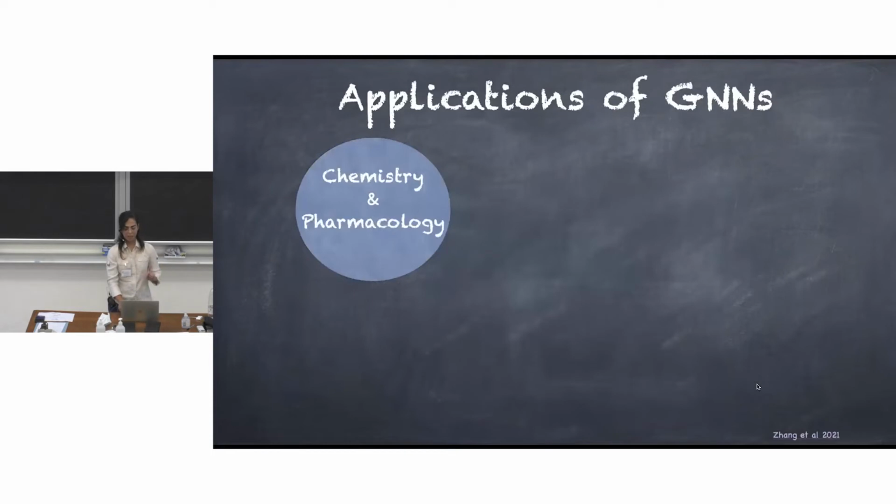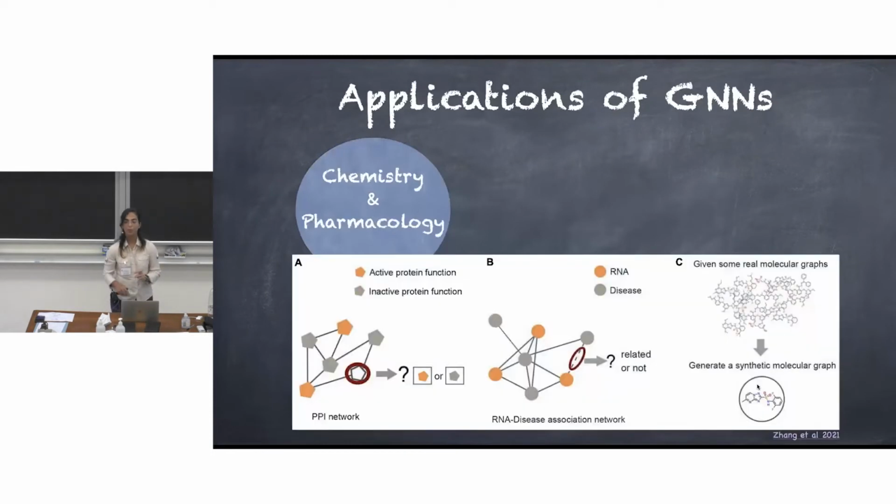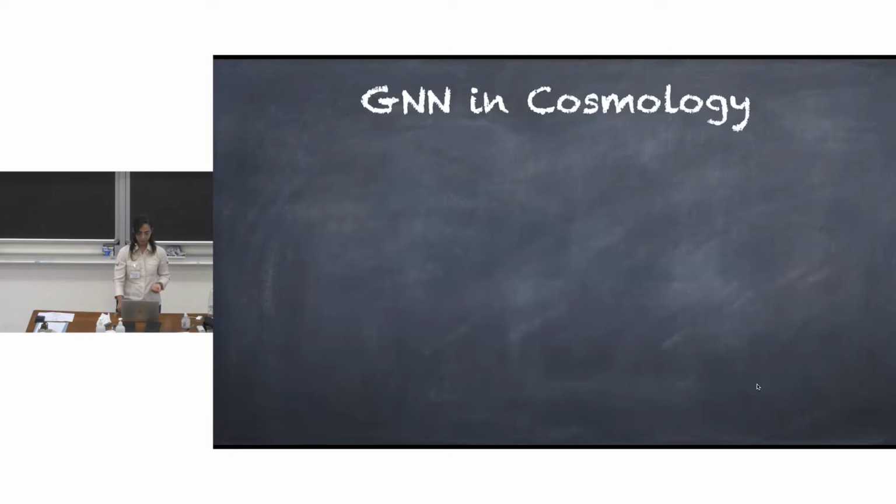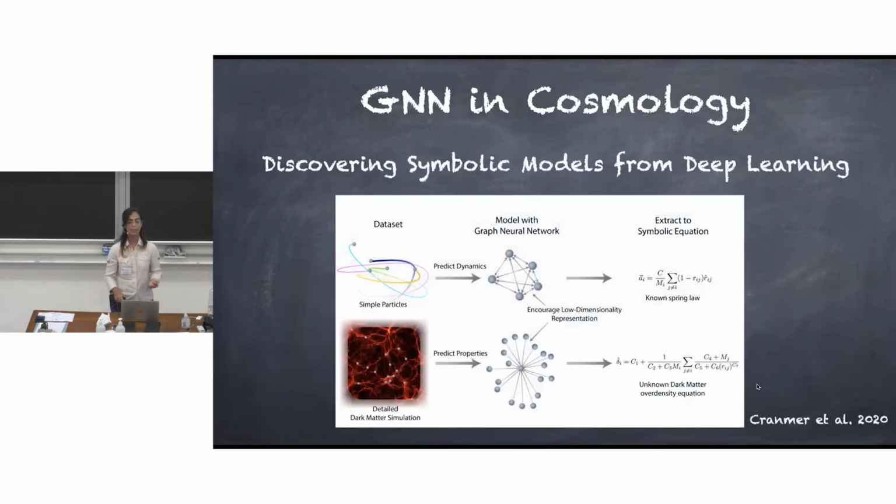And in chemistry and pharmacology, there has already been a lot of advancement, because, as you can imagine, molecules can be represented as graphs very easily. Then you can try to learn and discover about new molecules that can be very useful in that field. And in cosmology, it's just in the last 2-3 years that cosmologists discovered the potential of graph neural networks, and they're using them in different cases.